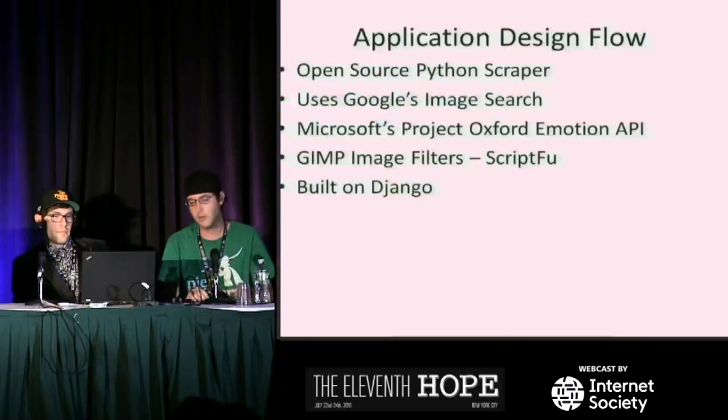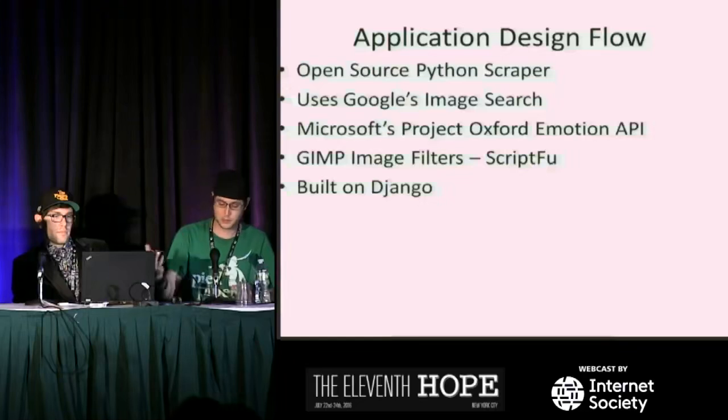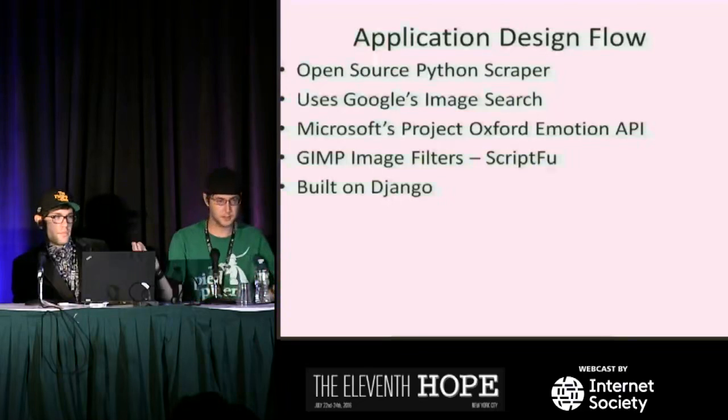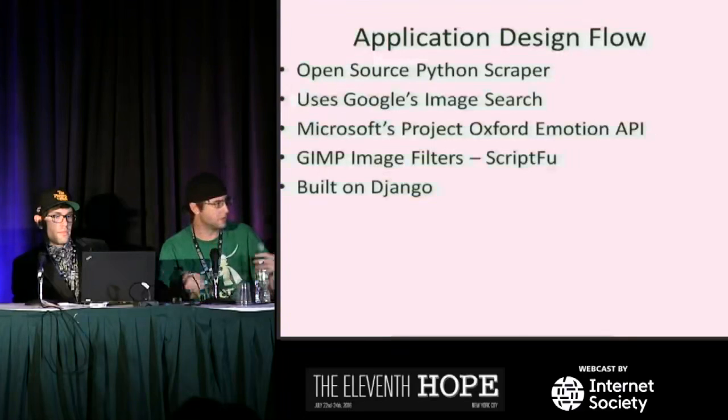Pretty cool. We took those emotions, so now we know what emotion is in an image. We apply a bunch of GIMP filters. So GIMP's awesome, open source, free, runs on a headless server. Apply filters to it one at a time and shoot it back through the Oxford Emotion API until it comes back as we can't even detect a face in here, and then we're good. And then we use Django to do all that and then present it to the users as a challenge.